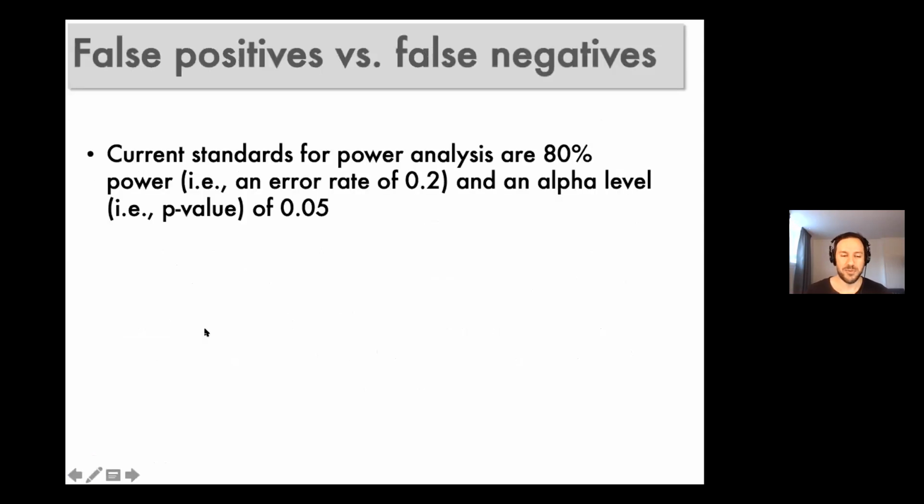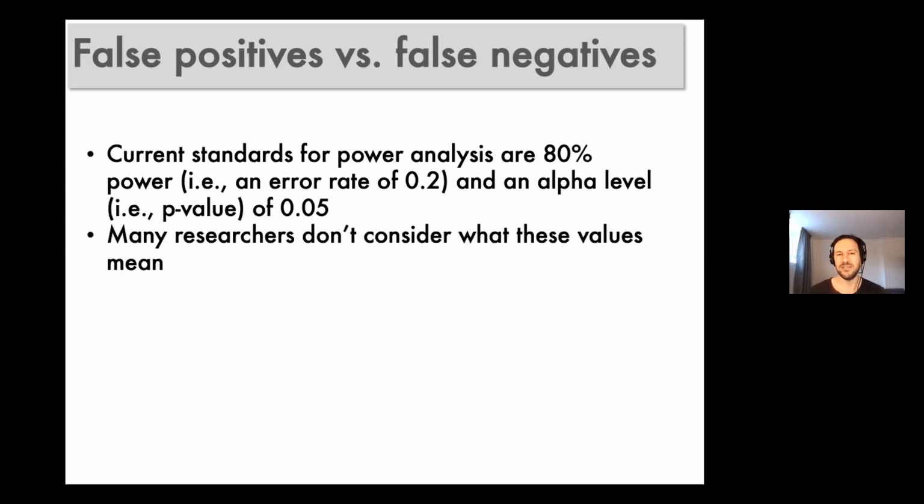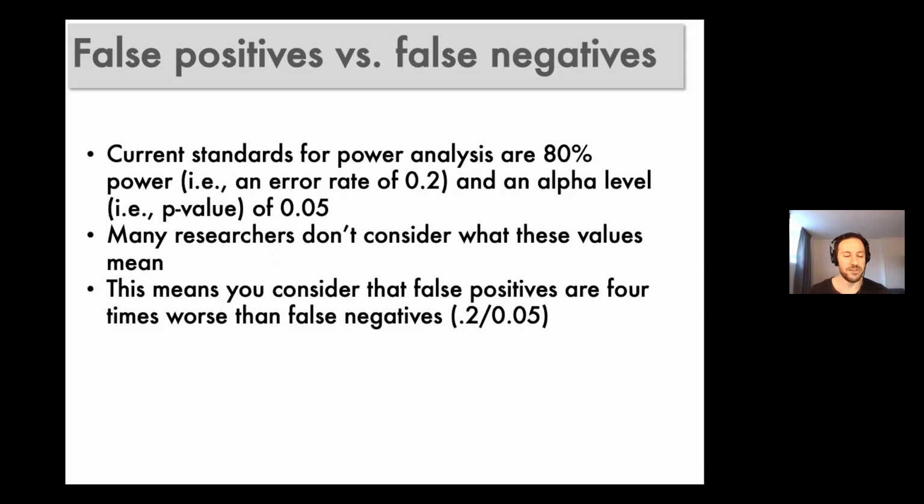Okay, so let's talk about false positives versus false negatives. You may see that the current standard for power analysis is 80%. So this means an error rate of 0.2 or 20%, and an alpha or a p-value of 0.05. These are the standards. In some places, the standards are up to 90% power or 95% power. It just depends. But for many people, at least within psychology, the standard is 80% and an alpha of 0.05. And many researchers, I mean, this has been me over the past few years until I understood more about this, don't consider what these values actually mean.